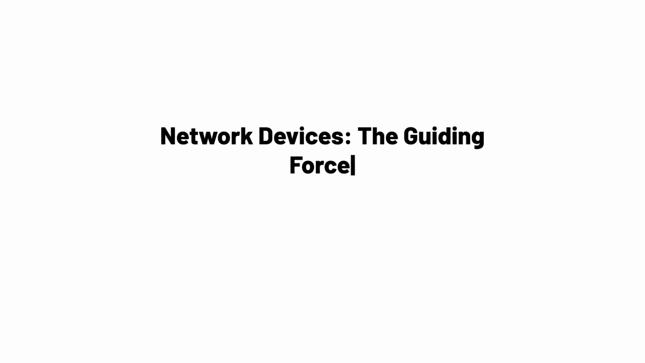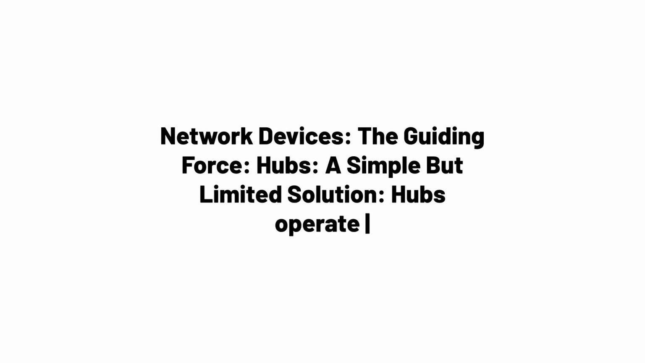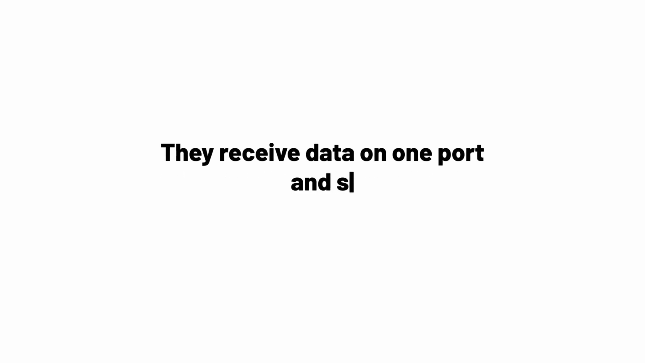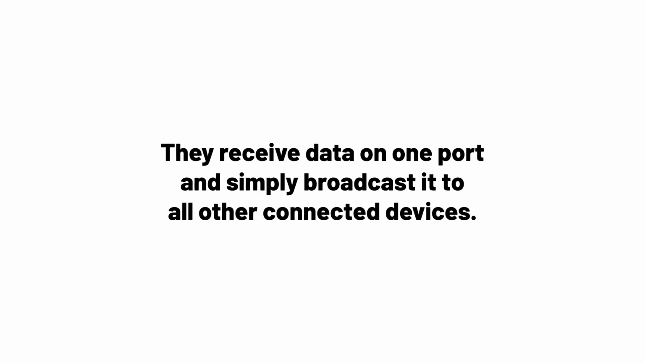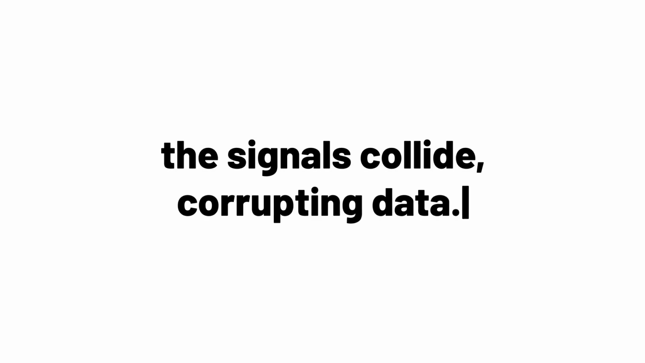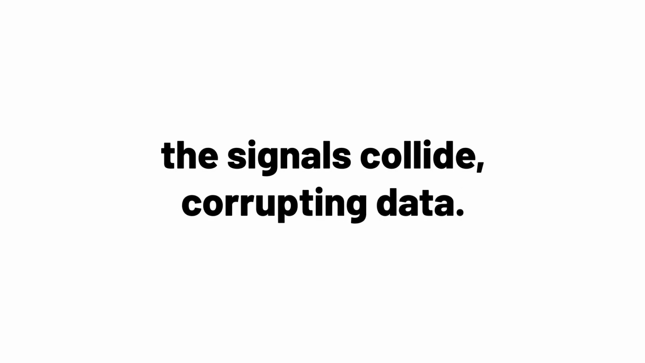Network devices, the guiding force. Hubs, a simple but limited solution. Hubs operate at layer 1, the physical layer, of the Open Systems Interconnection (OSI) model. They receive data on one port and simply broadcast it to all other connected devices. This approach has limitations: collisions. If multiple devices attempt to transmit simultaneously, the signals collide, corrupting data. This becomes more problematic with increased network traffic.